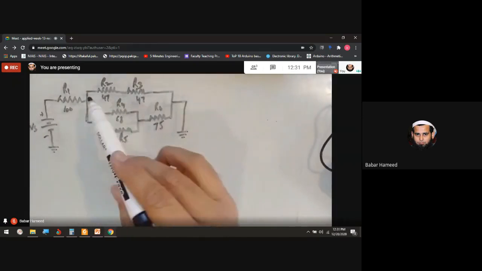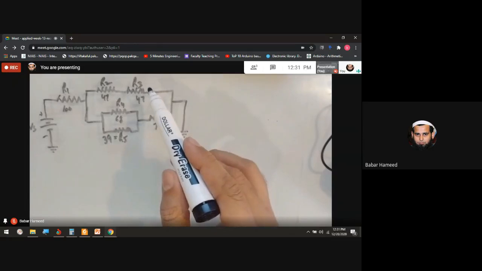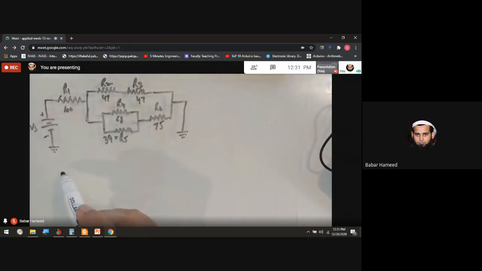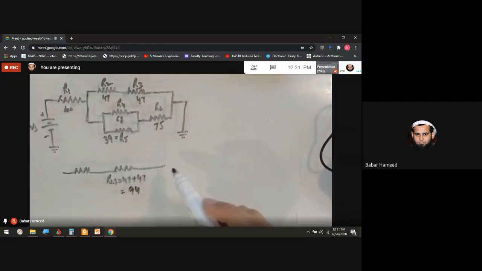R2 and R3 can be solved in series, as well as R4 and R5 can be solved in parallel. So R23 is equal to 47 plus 47, equal to 94. And again, R6 will remain the same, 75.